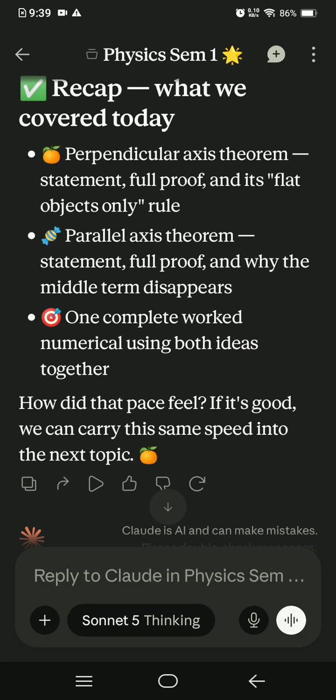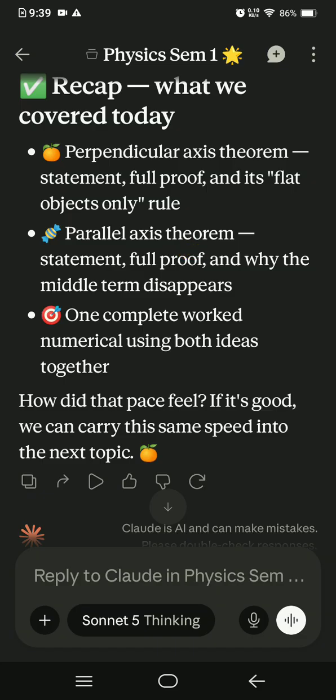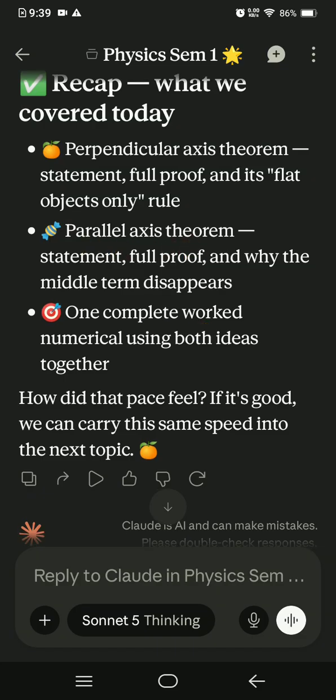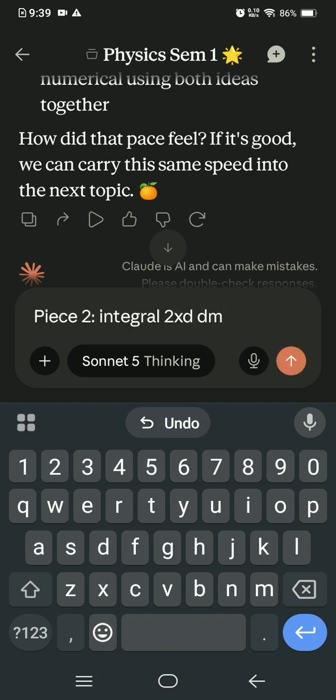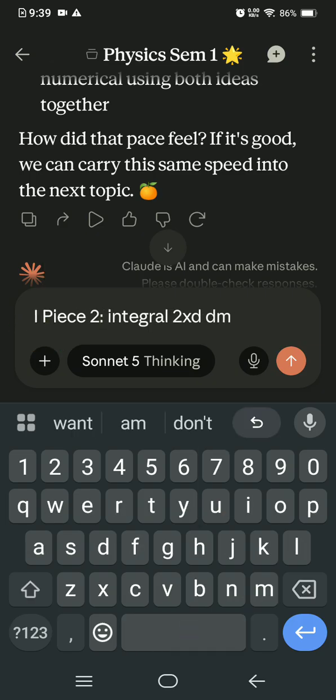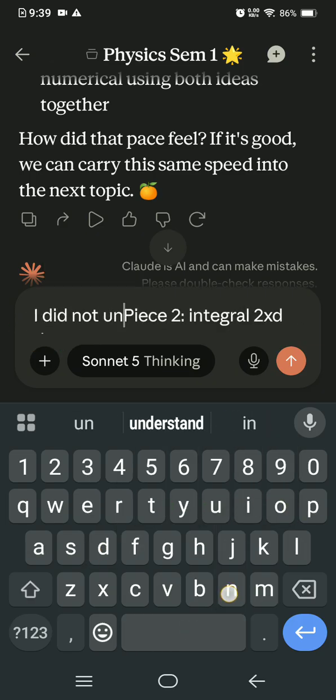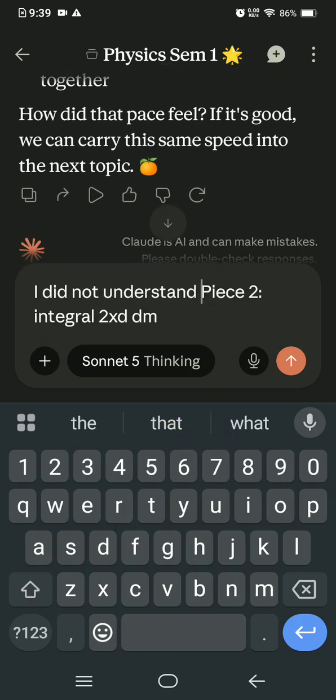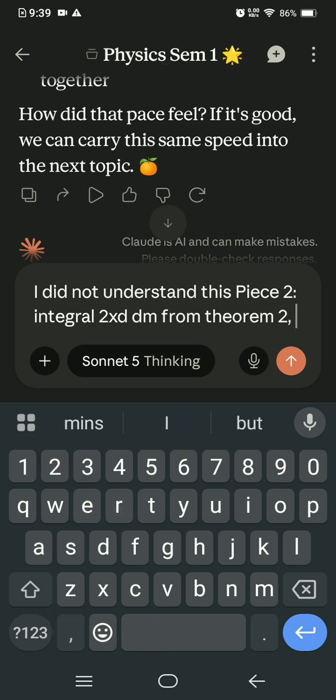Recap: we did the proof for perpendicular axis and proof for parallel axis. Then we did one numerical, but I did not understand this piece from theorem 2. Explain again.